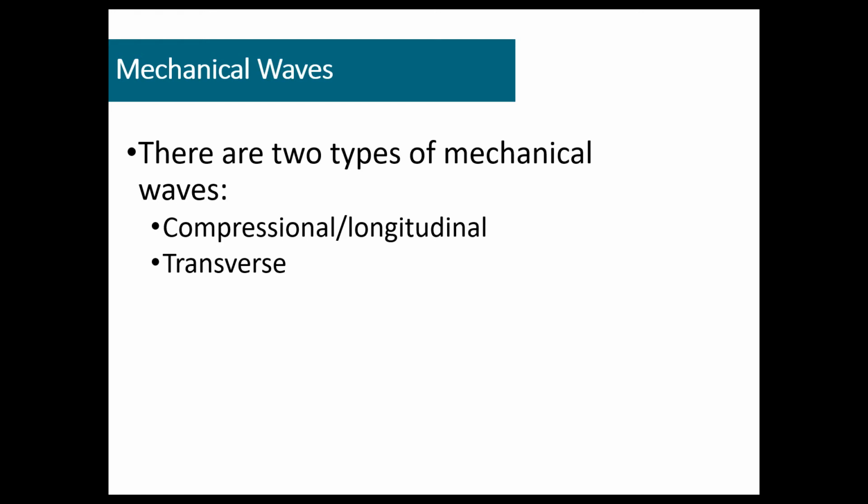So remember, we have two types of waves, mechanical and electromagnetic. We're focusing on mechanical waves, but we can break this down further. So mechanical waves can be further subdivided into two different kinds. We have compressional, or sometimes this is referred to as longitudinal waves. You will see me refer to both of these. So just make sure you understand compressional and longitudinal waves are interchangeable. Then you can also have transverse waves.